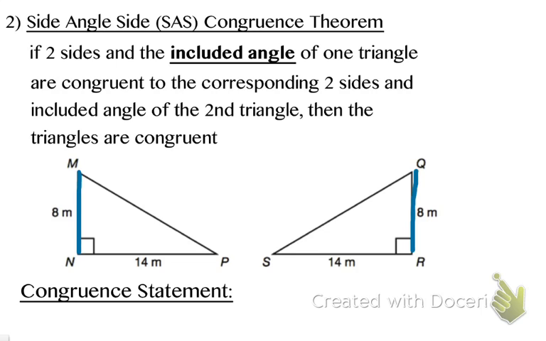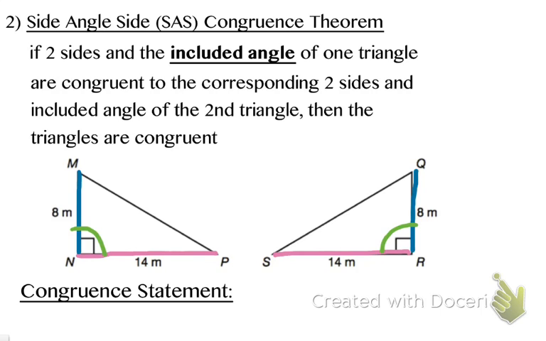Okay, next, I'm noticing that the bottom, side NP, says that's 14 meters long. I started at N, which is where the right angle is, and went over to P. So I'm going to go to the other figure where the right angle is and go across from R to S, and this side is also 14 meters. So I know the bottom two sides of these two triangles are congruent. Okay, now, as far as the angle goes, the angle that's congruent is going to be this 90-degree angle here is congruent to this 90-degree angle, angle R on the other triangle.